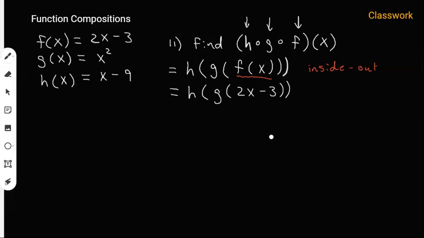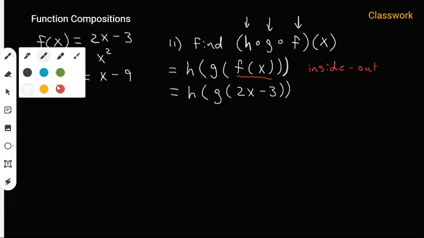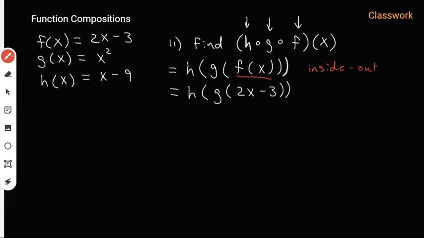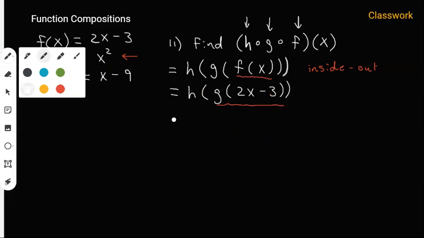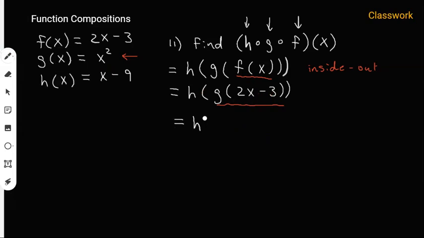So now let's keep working our way inside out. What we're going to do next is take the function g of x, which is right here, and replace every single x with a 2x minus 3. So let's do that. When we do that, we get h of what? Well, I'm going to replace this x with a 2x minus 3, the quantity squared, because I have to square it for the g of x, and then I have to close up this set of parentheses.